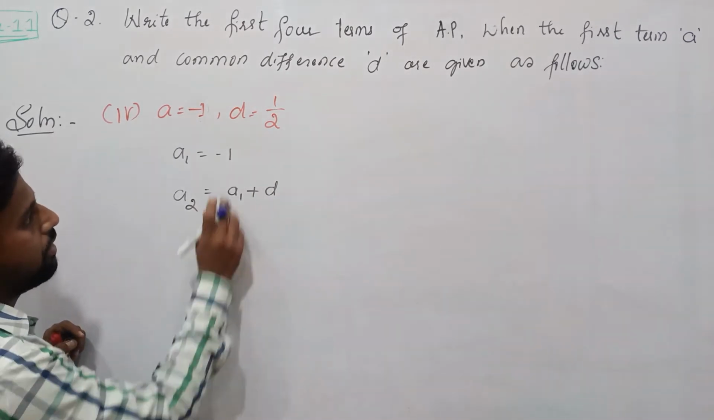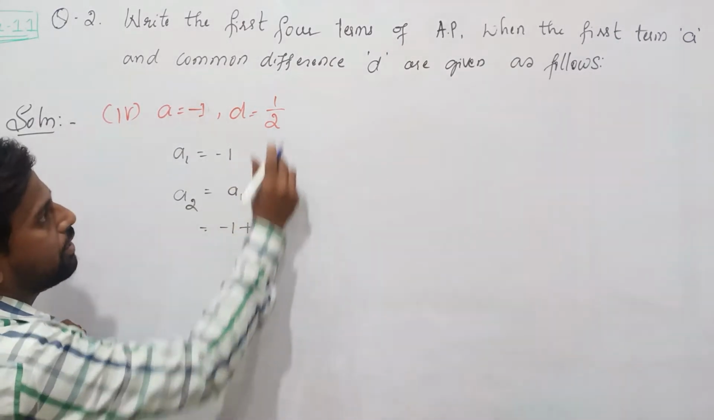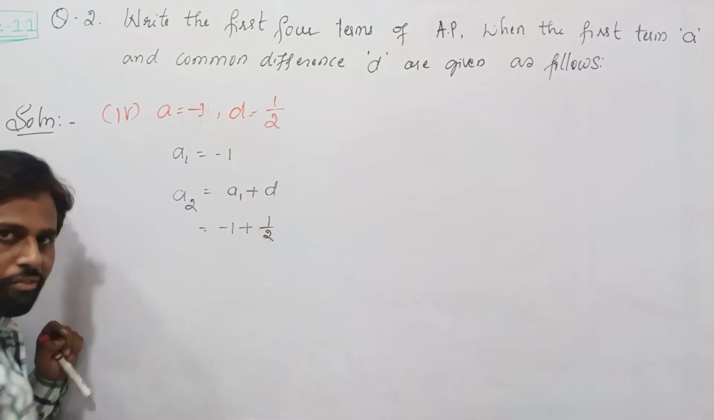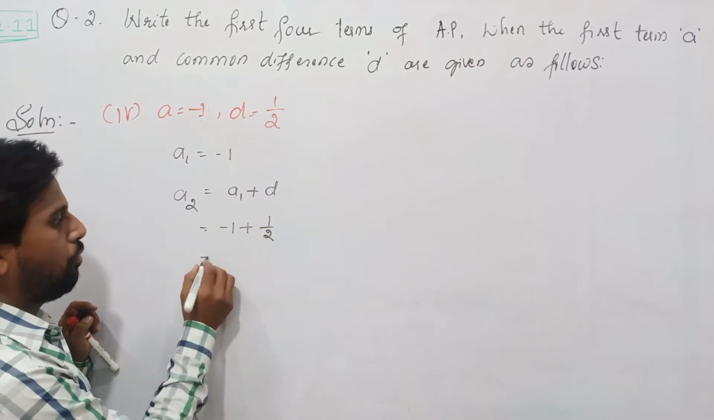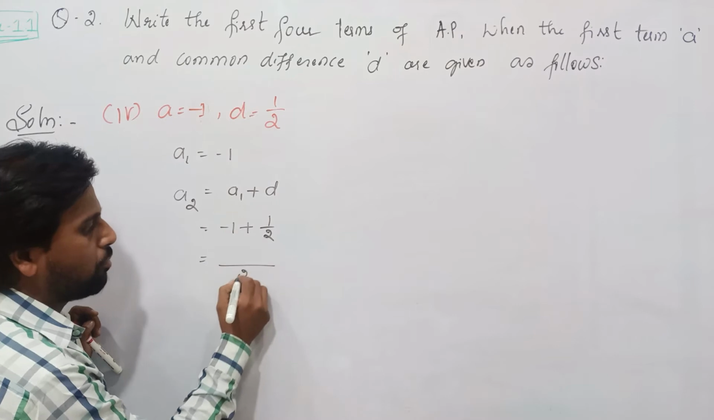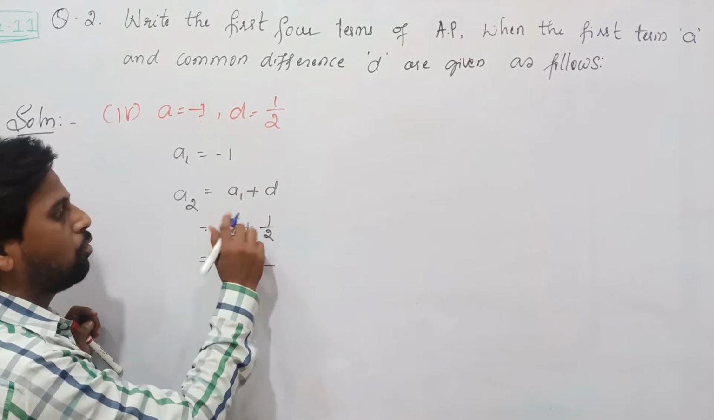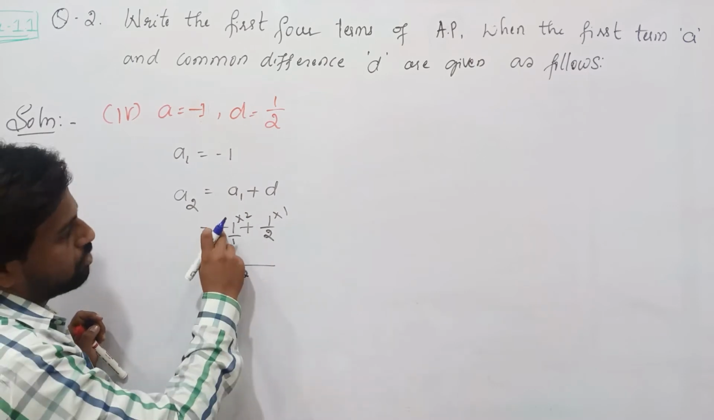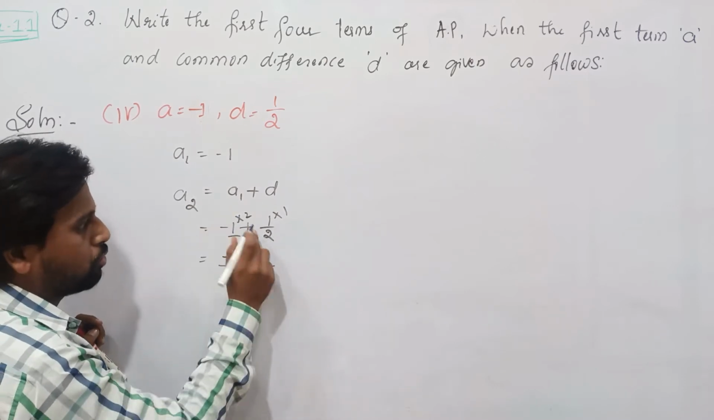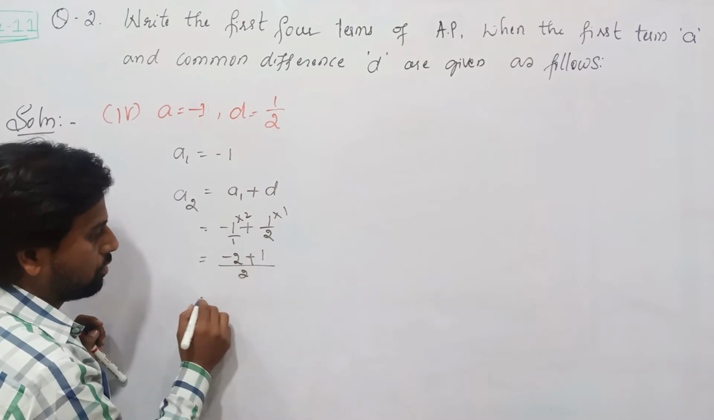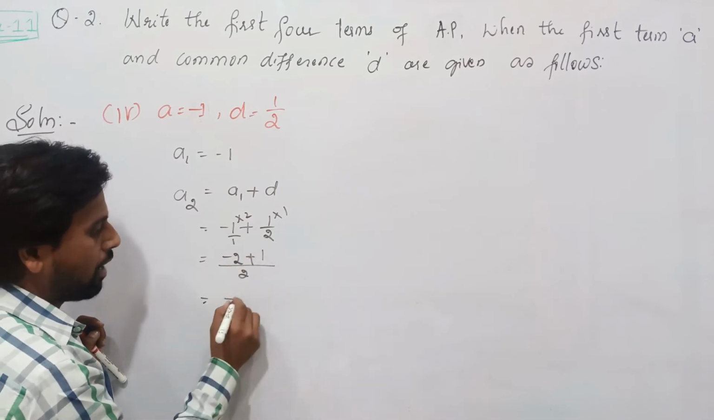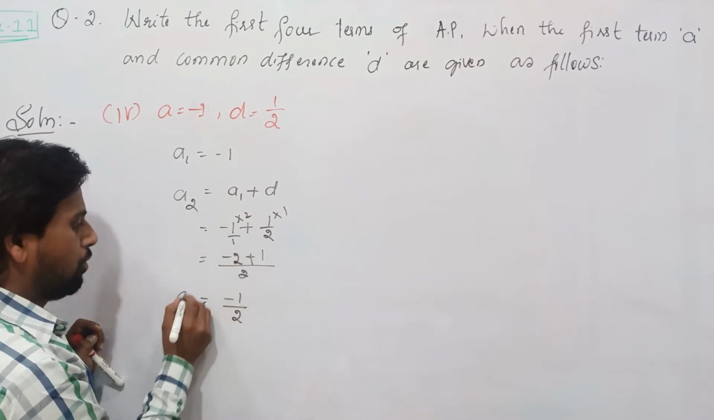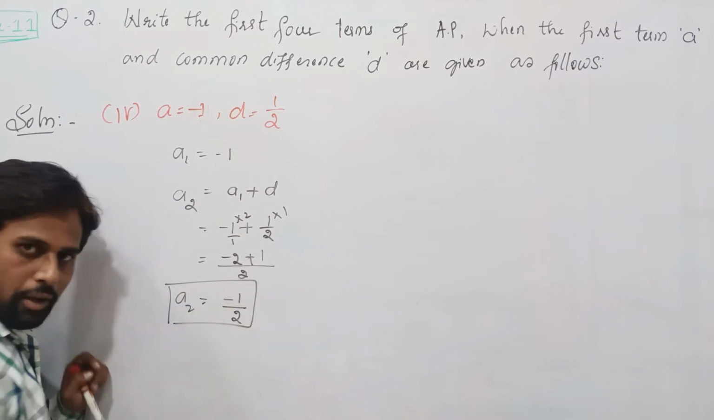Okay, so what is A1 here? Minus 1, and D is how much? 1 by 2. This is a fraction number, students. So for this, if you want to solve, you should find the LCM here. What is the LCM? 1 into 2, this is 2 into 1. So minus 1 into 2. What is that? Minus 2 plus 1 into 1, 1. So minus 2 plus 1 is minus 1 divided by 2. So your A2 is minus 1 by 2.